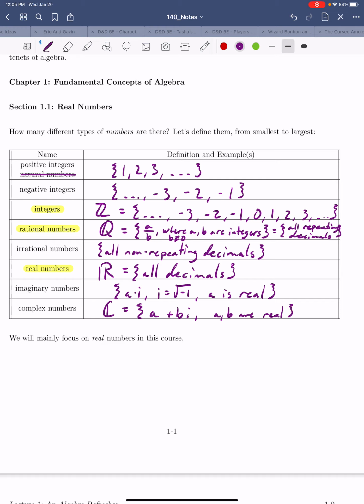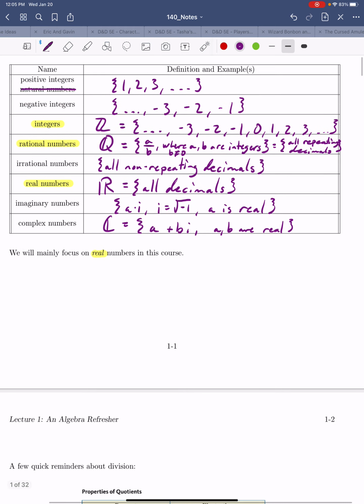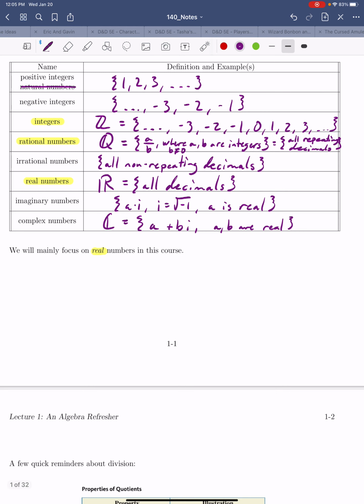Okay? So that's all your numbers. We're going to focus on real numbers in this course. So if we ever take the square root of a negative number, we're going to say, hey, we're not allowed to do that. If we ever have a situation where there's a square root of a negative number, we say, nope, that doesn't exist, because we don't care about imaginary or complex numbers. Real numbers. Okay?